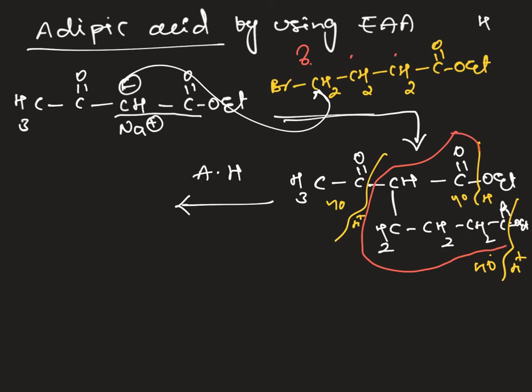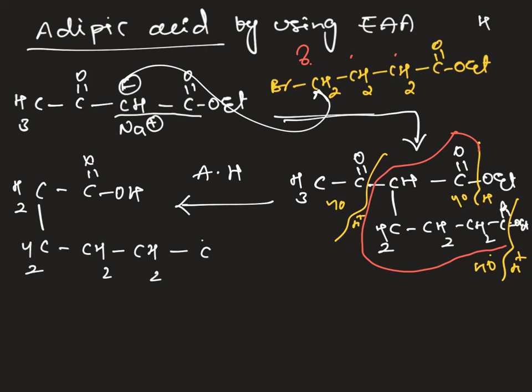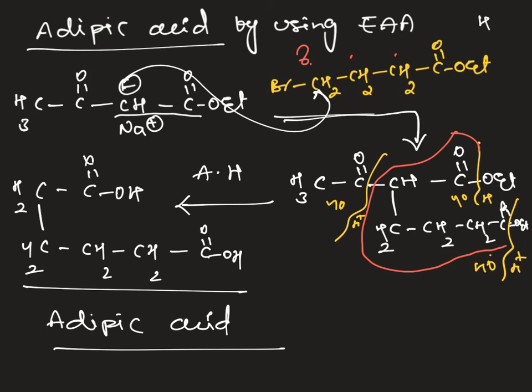We get CH2 COOH, and we have CH2 CH2 CH2 and COOH, and this is called adipic acid. So depending upon the carbon number, we have to use a different halo substituted ester.